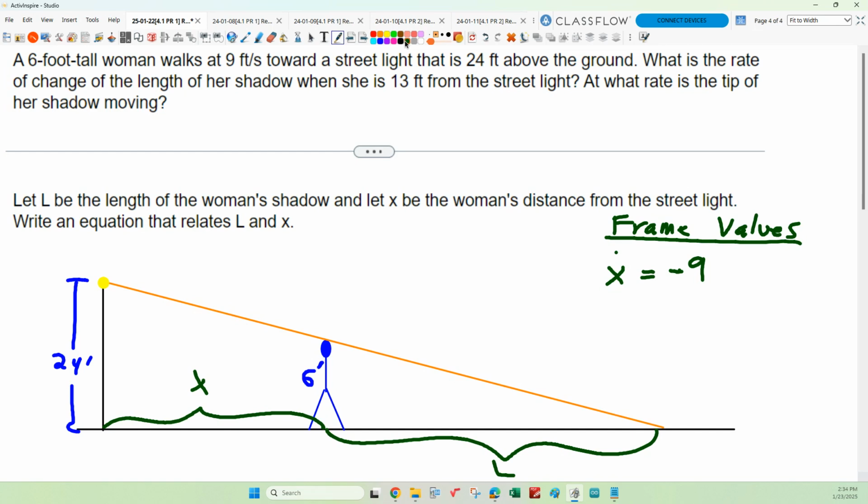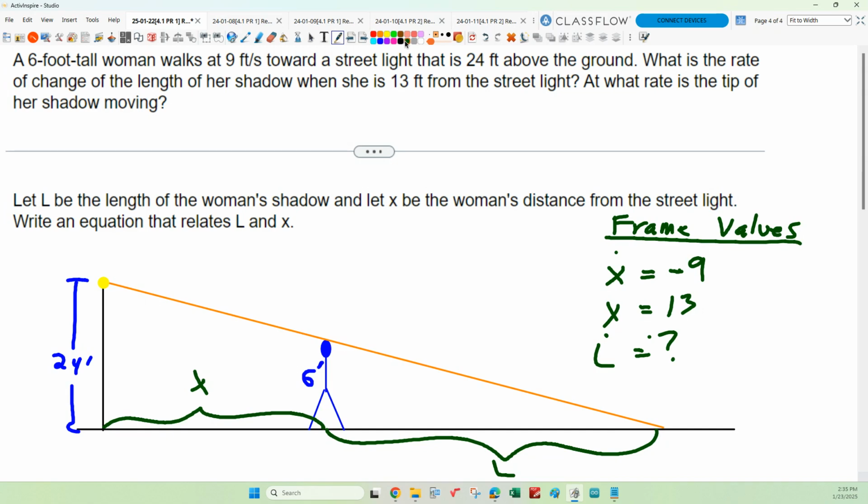X is 13, and then L equals what, 11? Let's see. What is the rate of change of the length of her shadow when she is 13 feet from the street lamp? So X equals 13. L equals 11, right? No. And we're looking for which one? The length of her shadow is what we're finding first, the rate of change of the length. So we're going to call that L dot, right? Okay, good?